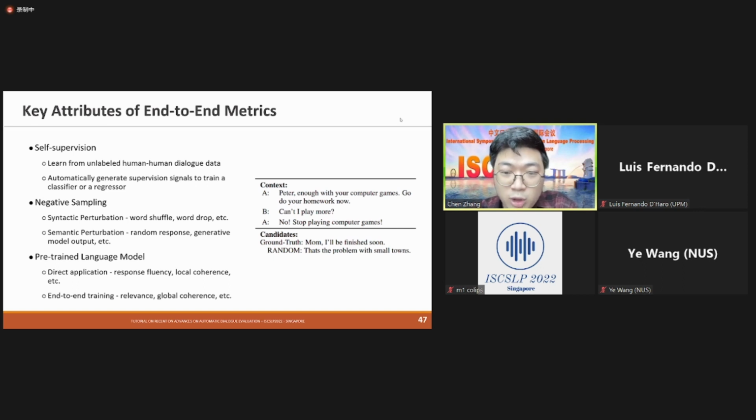The third important aspect is the reliance on pre-trained language models. As of now, pre-trained language models are already very common in NLP applications. So for our end-to-end metrics, we just incorporate the model as part of the end-to-end pipeline to provide semantic representation of the input sequences. It's kind of common practice nowadays.